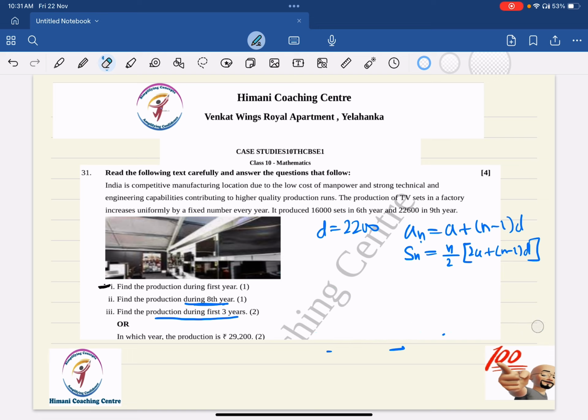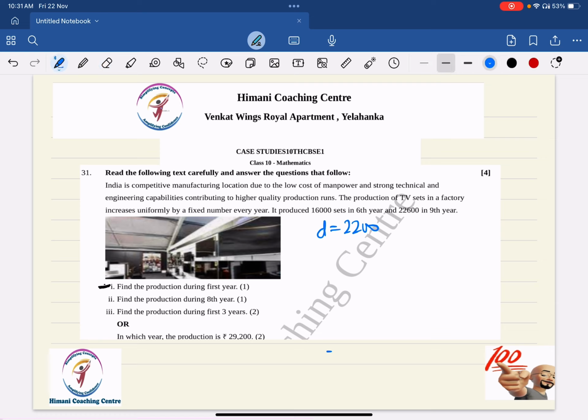Okay. Now let us look at the OR question as well. Keeping in mind A is 5,000 and D is 2,200. Now it says in which year the production is 29,200. So there is some year n which we do not know. So An is 29,200. We have to find n. Which year is it? So again use the same formula: An, which is 29,200, equals A, which is 5,000, plus n minus 1 times D, which is 2,200.